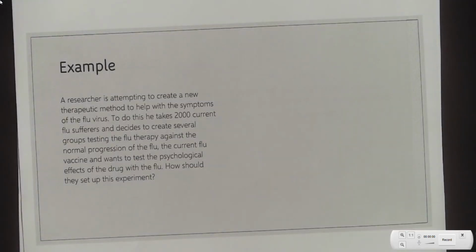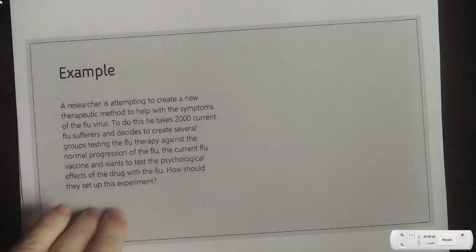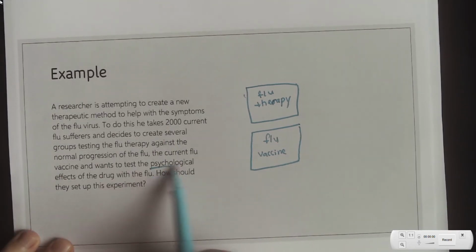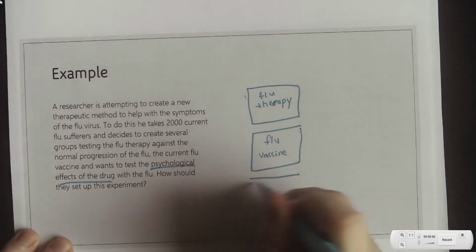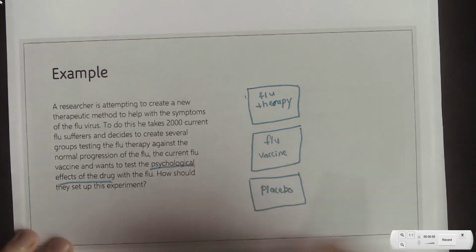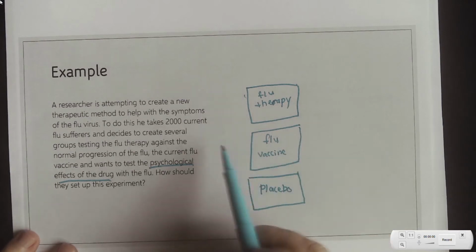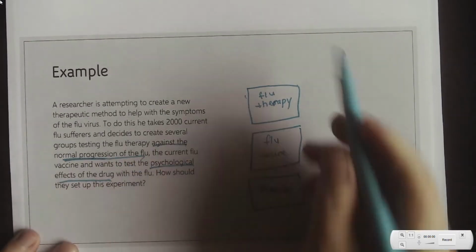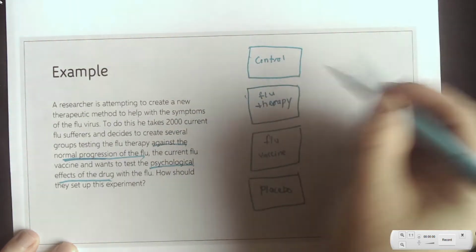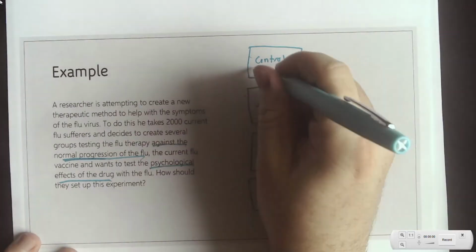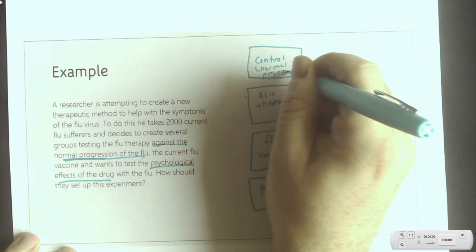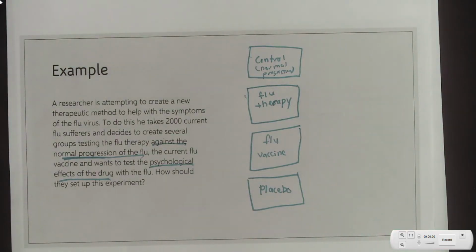Okay, so how does that add to my example? I'm actually going to replace my old slide with this one. So, what it does is this. It says you want to test against the psychological effects of the drug. The psychological effects of the drug is automatically a placebo. So you're going to throw a placebo in there right away. And then against the normal progression of the flu, that is your control. So you have a control and a placebo group. And this is, we'll just put in parentheses, normal progression. Okay. So that's now my 4 groups based off of this.